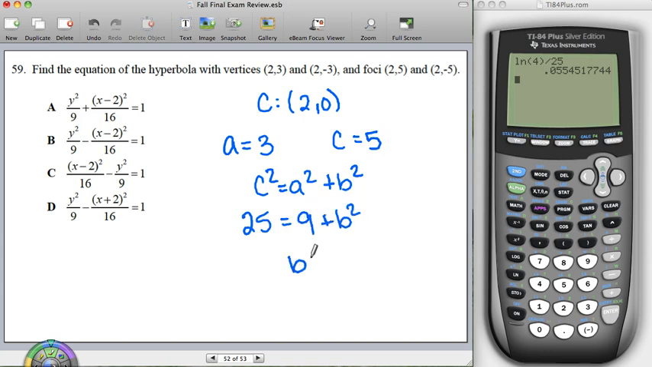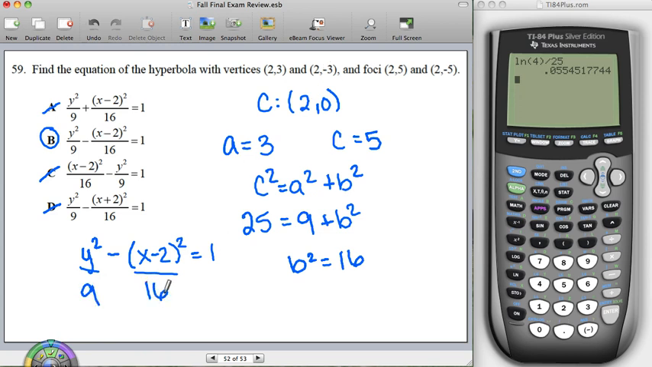Now, when you're dealing with hyperbolas, you do need to pay attention to the direction. If you look at this, my y coordinates are changing, which means my hyperbola is going up and down. So that means for my equation, y has to come first. So I have y squared minus x minus 2 squared equals 1. So at this point, we can eliminate c, we can eliminate d, we can eliminate a, because that's a plus. So my answer has to be b, but let's double check. So a squared was underneath the y, so that's 9, and b squared is 16. The good thing with the ellipses is that a squared is always underneath the first fraction. So your answer for 59 is going to be b.